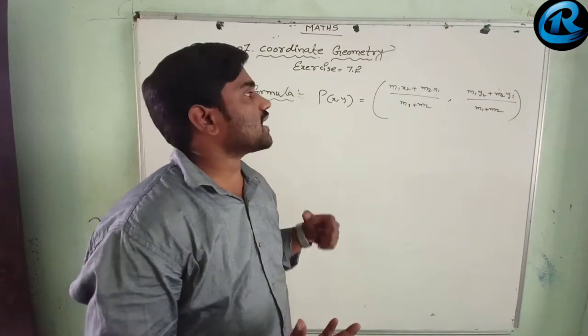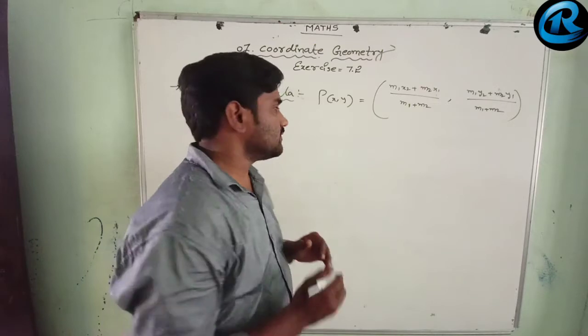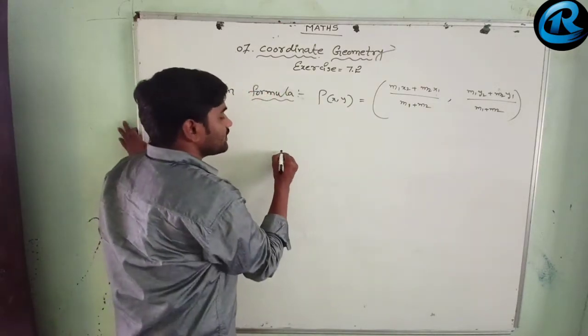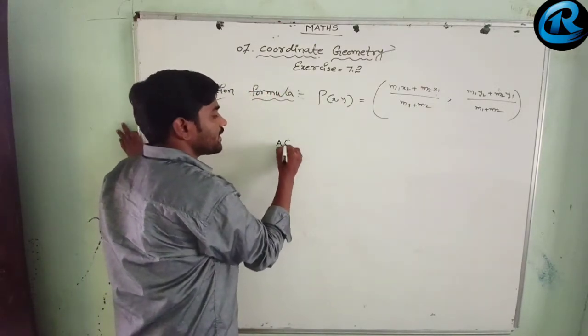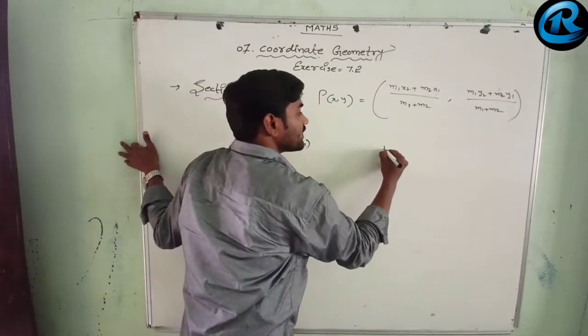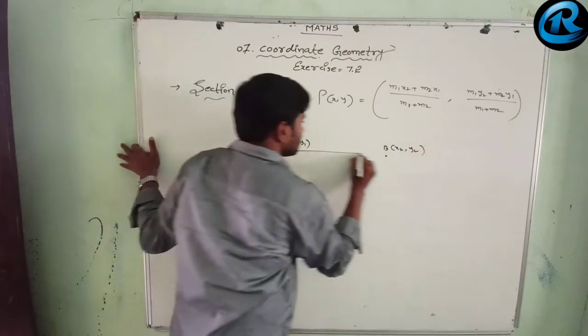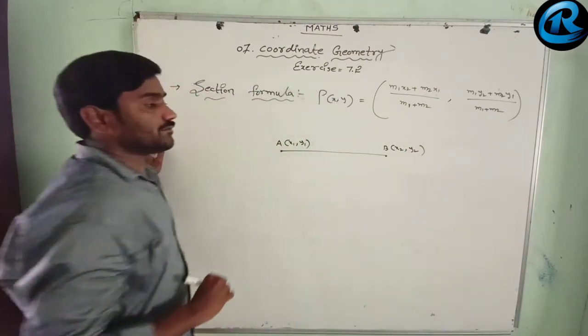What is this m1 and m2? What is this P(x, y)? x1 y1, x2 y2, already we know there are 2 points. Suppose see that there is one point here A, (x1, y1), and there is one more point here B, which is (x2, y2). The points A and B are here.